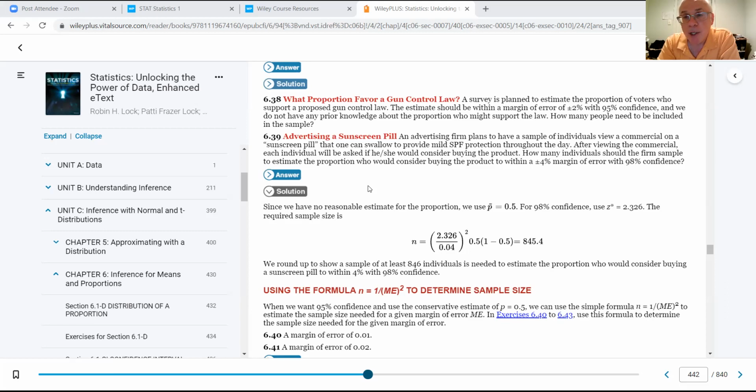Remember in the past, we used StatKey to come up with a p-value, right? We used a simulation, a randomization hypothesis test, and we were able to come up with our p-value that way. Now we're going to use a formula to calculate the p-value, and we'll run through the hypothesis test just like we did before. So we'll show you how to do that next time.